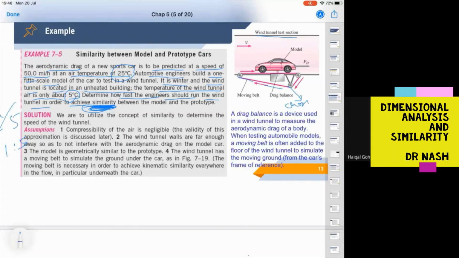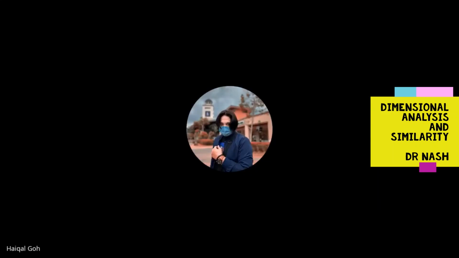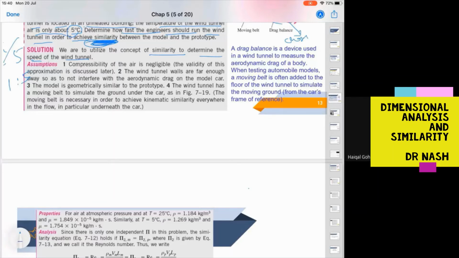The solution, they said, we are to utilize the concept of similarity to determine the speed of the wind tunnel. Assumption, we have to give assumption first. First assumption, compressibility of the air is negligible. Meaning what? Could be compressed air in the wind tunnel, because in a wind tunnel we can manipulate the speed of the air. It could be very high, but in this case we neglect the compressibility. Meaning it is incompressible. Then all the theory of the fluid flow and fluid mechanics is valid.